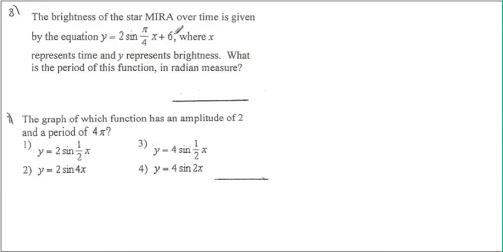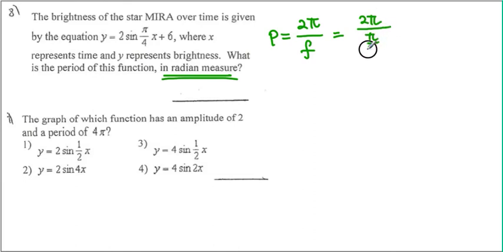Now, the brightness of a star is given by this equation where x represents the time and y represents the brightness. Alright, what is the period? In radian measure, period is 2 pi over frequency. Frequency here is pi over 4. So we end up getting 2 pi over pi over 4. Then here we end up getting 8 as our answer. So therefore, 8 will be our period.